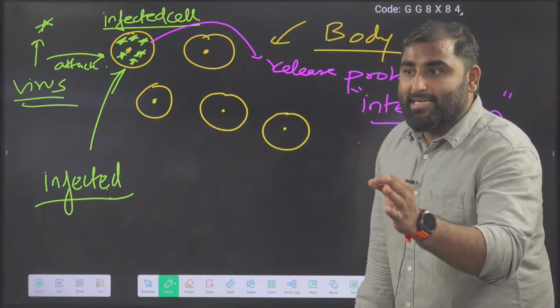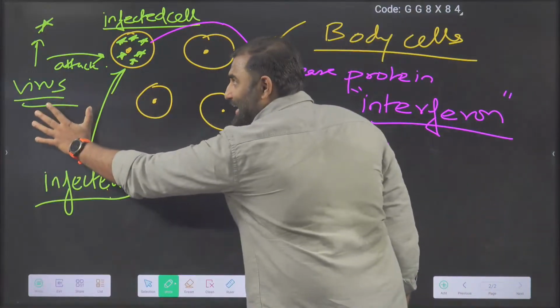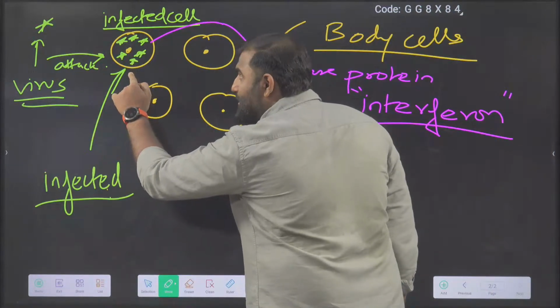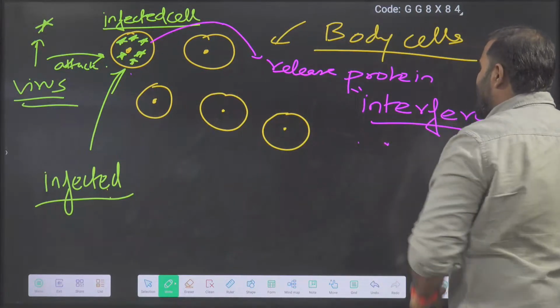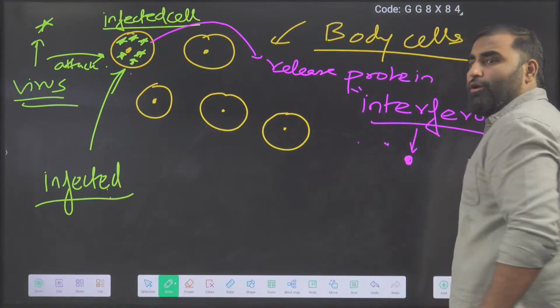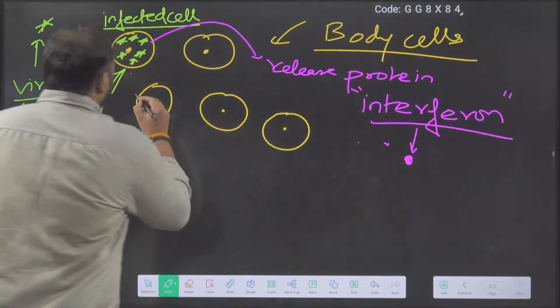Are you getting me, guys? We were having some body cells. Body cells got attacked with virus. The first cell which got infected with the virus released the protein interferon. Let's say this is interferon protein. Now what will happen? The interferon protein will be released.